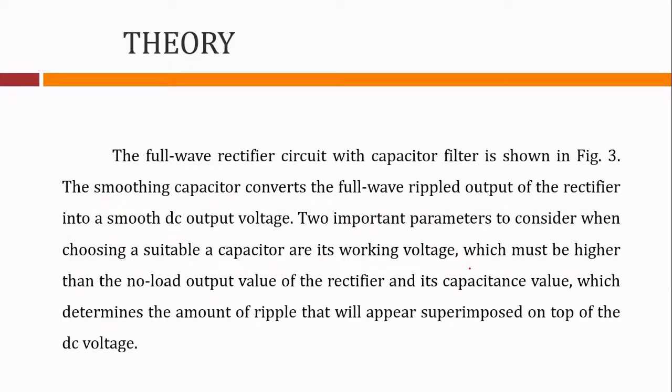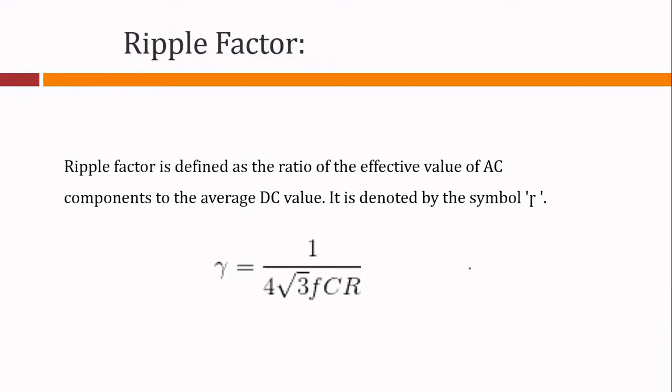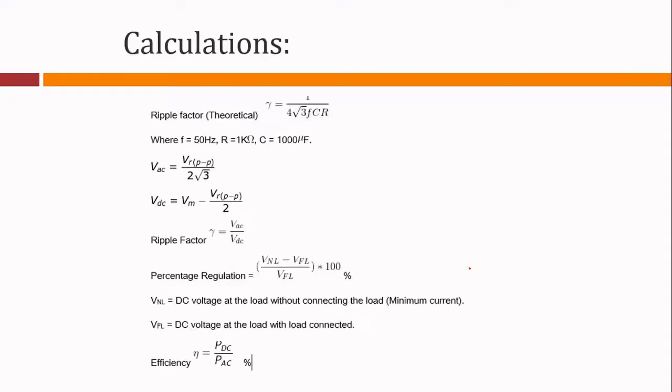Here is the theory. You can pause the slide and you can go through it. So this is the equation that we were discussing so far. The ripple factor is defined as the ratio of effective value of AC to the DC value. So typically, to reduce the ripple, that means we have to have a lower value of r, so we have to increase the value of C. So here are the set of equations.